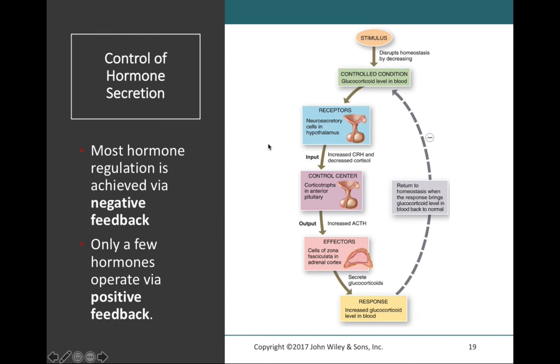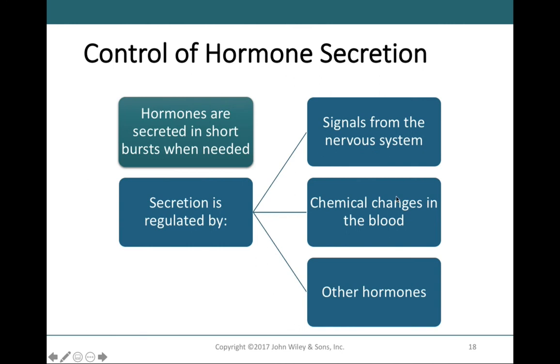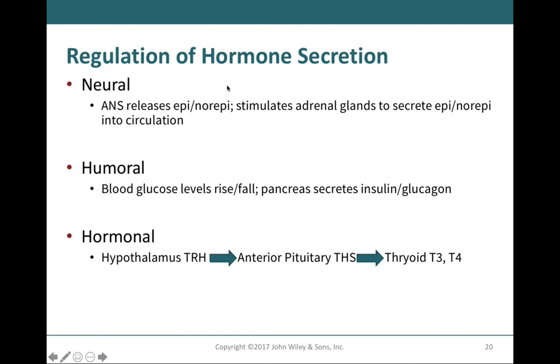In general, the body has more negative feedback mechanisms than we'll find positive feedback mechanisms. You'll see that this slide contains a couple examples of hormonal secretion and the different mechanisms that we use to regulate it. So the neural response would refer to signals that come from the nervous system and how that will affect the secretion of particular hormones. You'll see that the autonomic nervous system can release epinephrine or norepinephrine to the adrenal glands, and the adrenal glands in return will release more epinephrine and norepinephrine into the circulation. This is just one way that the nervous system will regulate hormonal secretion.